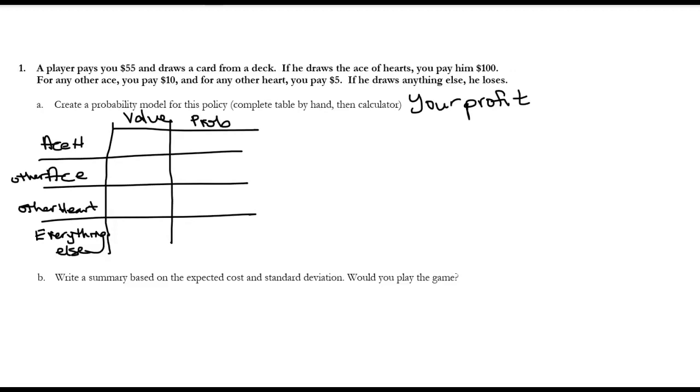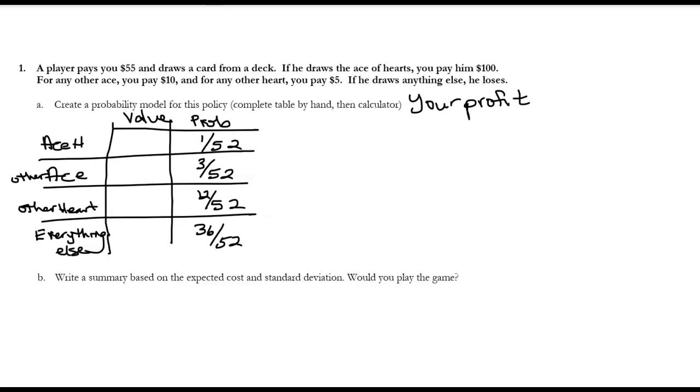Okay, so let's fill in the probabilities. I think that's actually the easier part right now. For the ace of hearts, there's one ace of hearts out of 52 cards. There's a total of 4 aces, but you've already used one, so there's 3 aces here. Other hearts, there's a total of 13 hearts, but we already counted the ace of hearts, so there's 12 other hearts. When you add up all those, 1 plus 3 plus 12 is 16, so the probability of everything else is 52 minus 16, which is 36 out of 52. You can change these into decimals, but you don't need to. I just keep them as fractions.